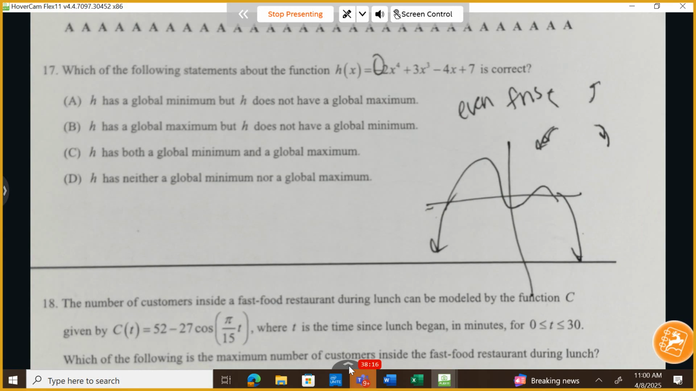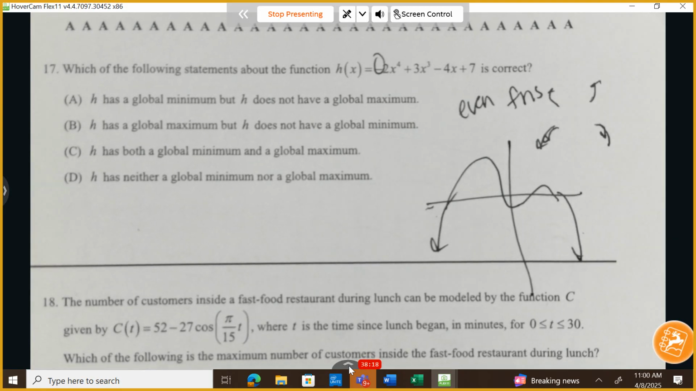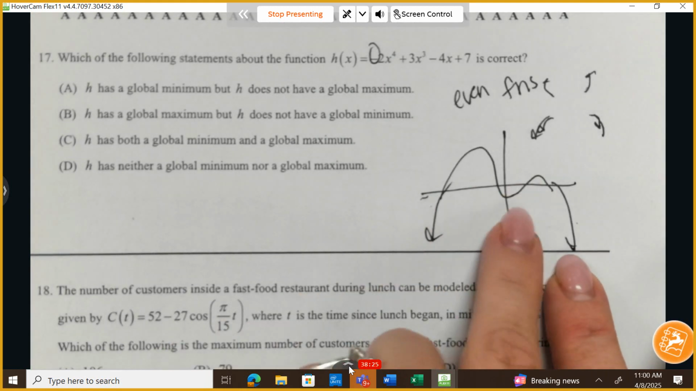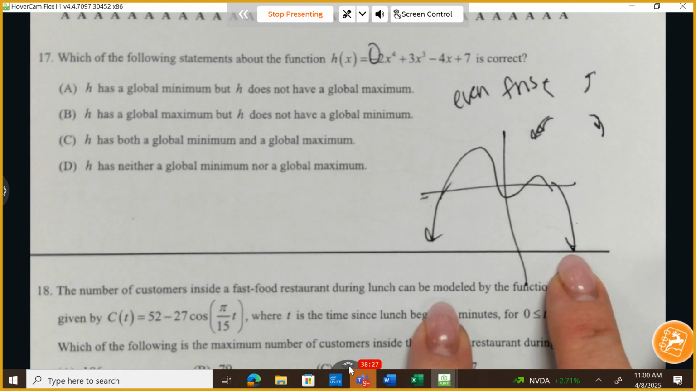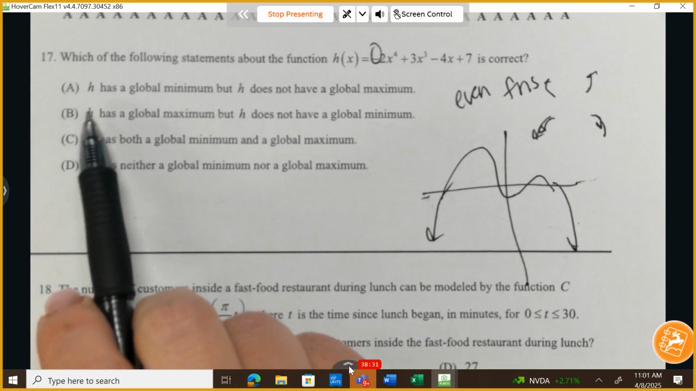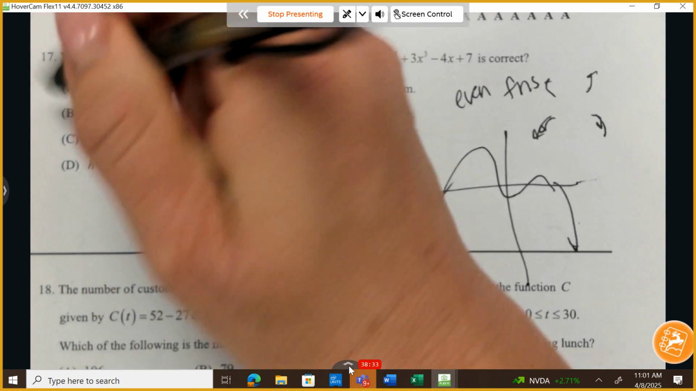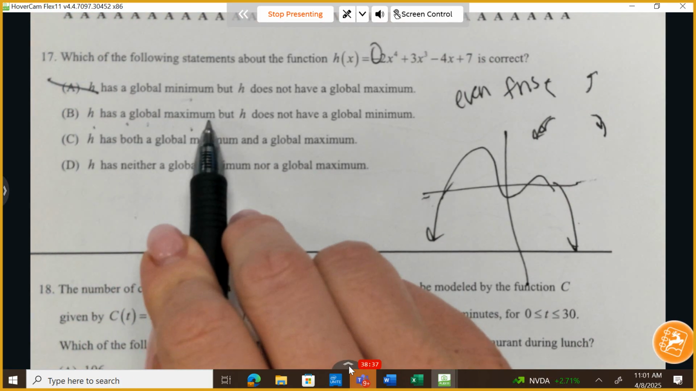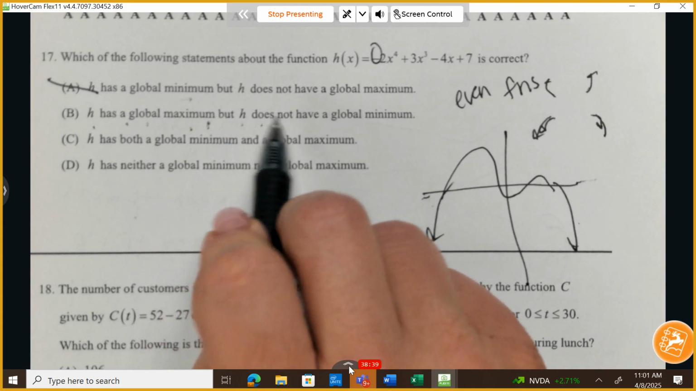Now I got to go up here and see what we're looking at. So there should be no global minimum because these arrows mean that it goes down continuously. So as it moves to the left without bound, it's decreasing. As it moves to the right without bound, it's decreasing. So here we go. The function has a global minimum. Nope. The function has a global maximum, but it does not have a minimum.